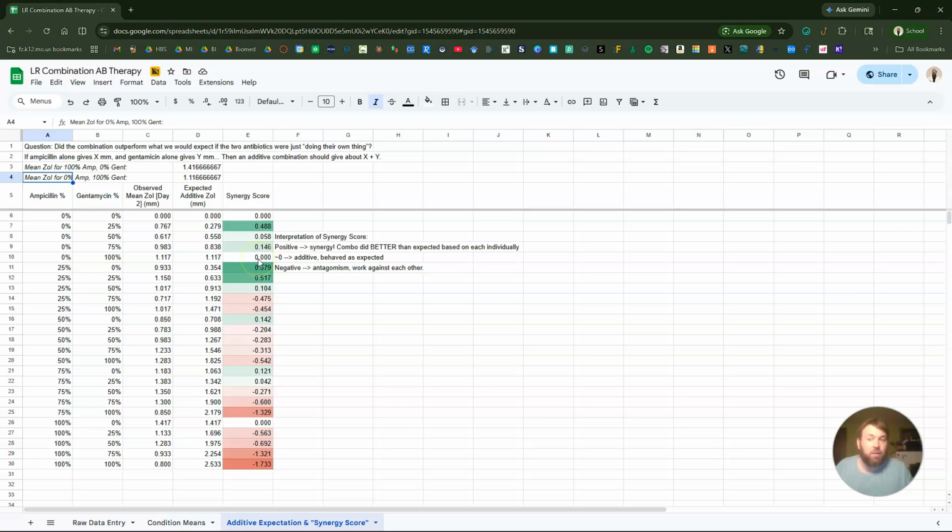If the value is about zero, then hey, they worked as they were assumed to work. And if the value is negative, then this is what we call antagonism. That would be N, not M. Antagonism, where they work against each other and they do a little bit worse.